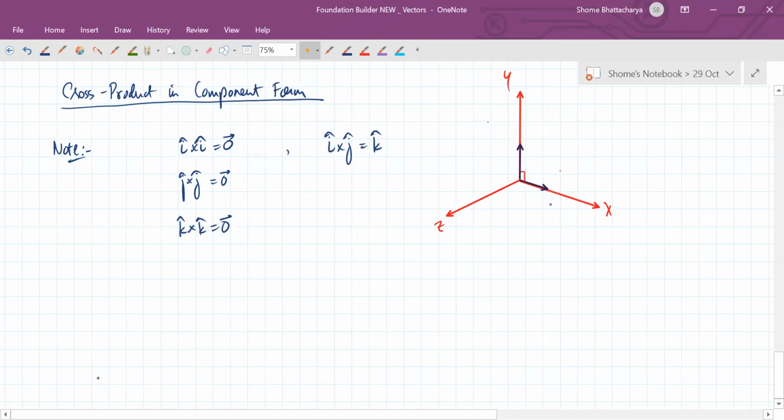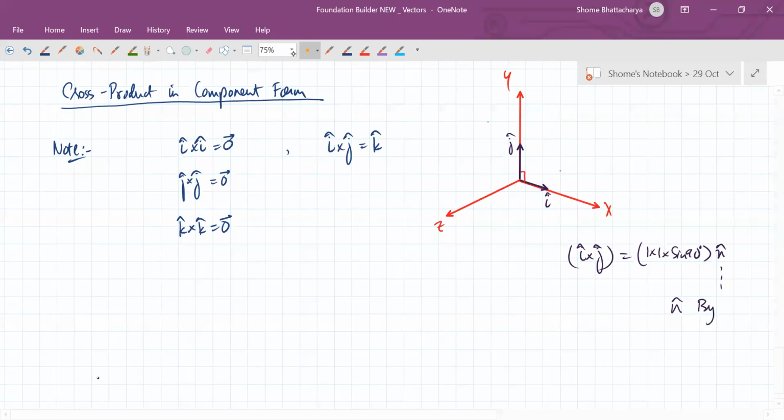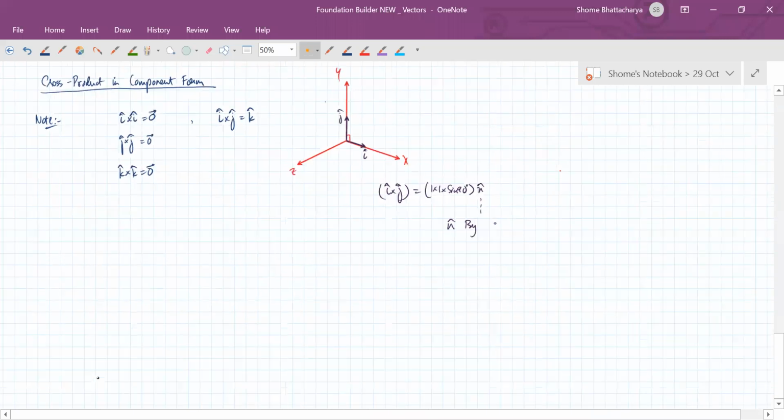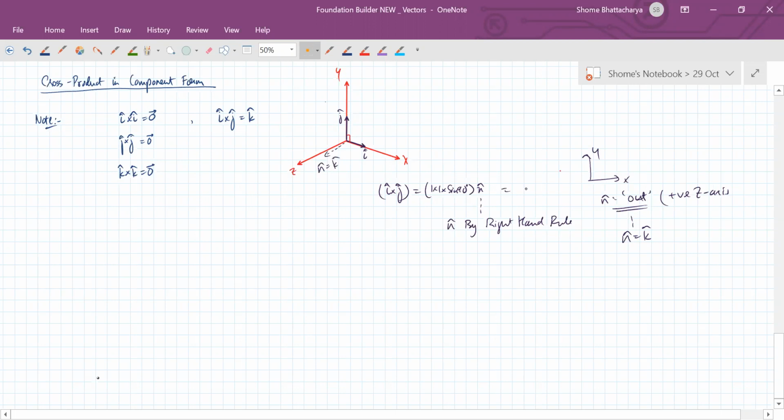90. So if this is I cap and this is j cap, you can see that I cap cross j cap will have a magnitude of 1 into 1 into sine 90, and some kind of direction n cap. But now n cap will be by right hand thumb rule, or palm rule. If you draw your x axis like this and your y axis like this, then n cap is coming out. So if it is coming out, it means that it is nothing but k cap, because outward is the positive z axis. So this is the direction of n cap now. So this is your n cap equal to k cap. So it becomes nothing but k cap. So that's how we get this principle, that I cross j is equal to k.